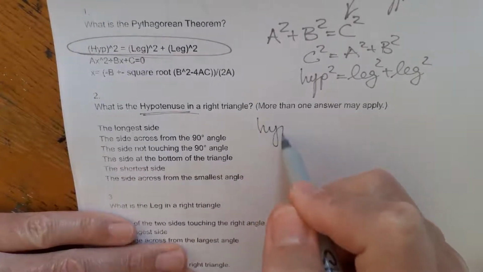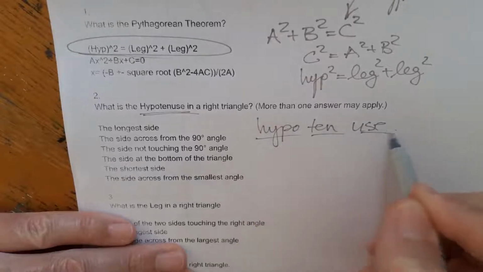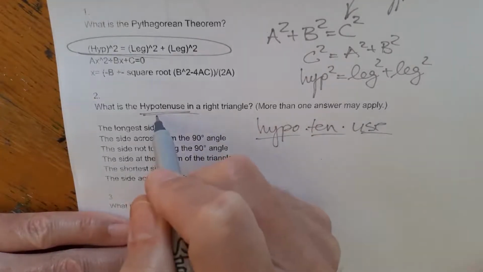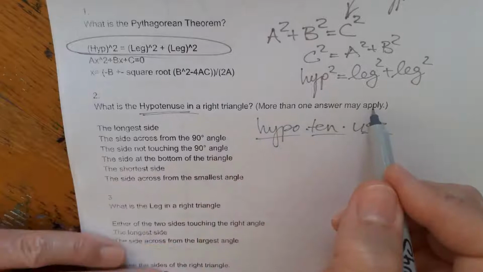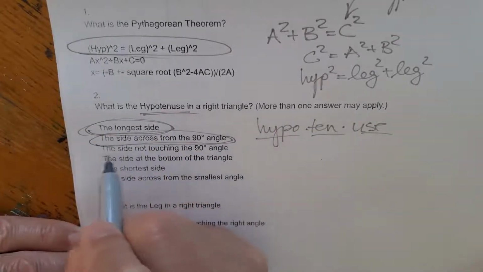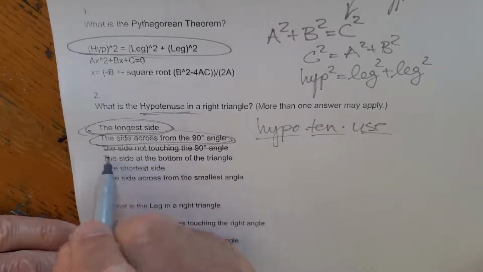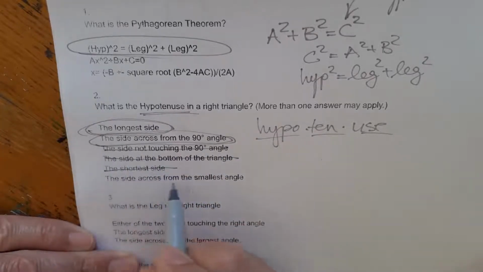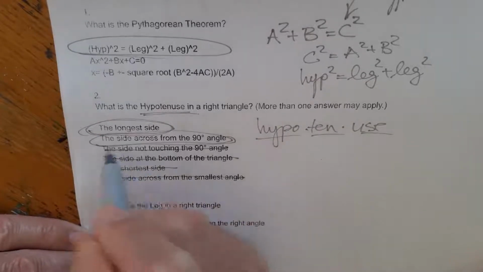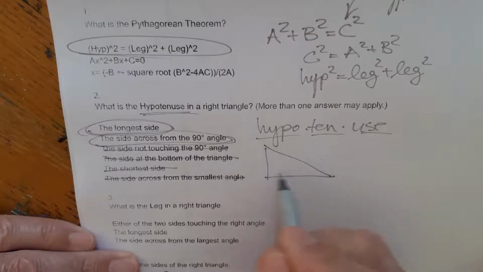The next one is, what is the hypotenuse? First of all, we spell it hypotenuse. That's how you spell it. We pronounce it hypotenuse in a right triangle. More than one answer may apply. It is the longest side, you guys, and it is the side across from the 90. It's not a side touching the 90. Those are the legs. It's not the side at the bottom. It's not the short side. Side across from the smallest angle, no. Two answers: longest side, side across from the 90, which is the largest angle in the triangle.